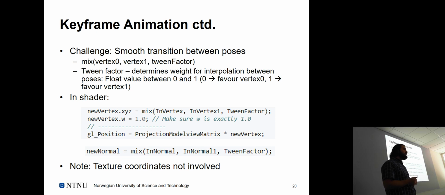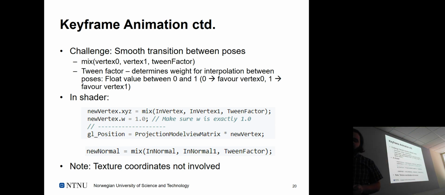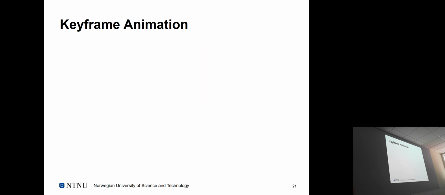If it's 0, you just take the first frame. If it's 1, you just take the second frame. But if you put something in between, you have this interpolation effect. Texture coordinates are not involved. So we just repeat the same for normals and finally calculate the position.